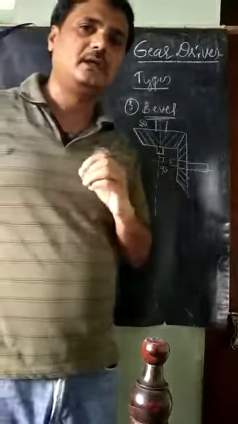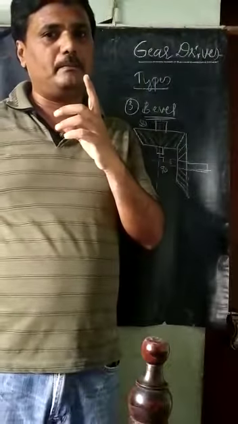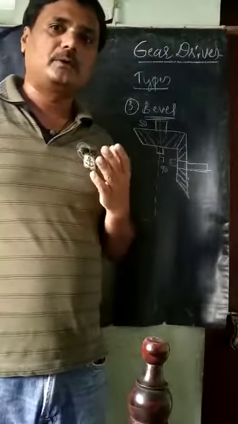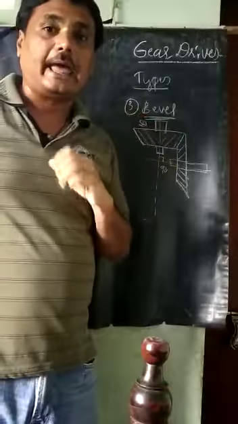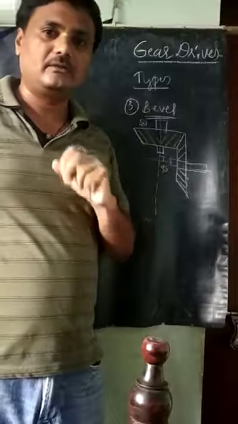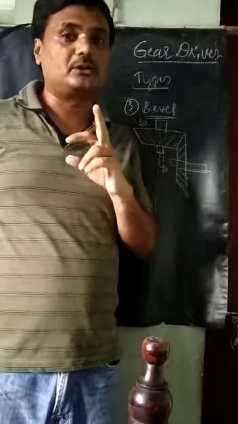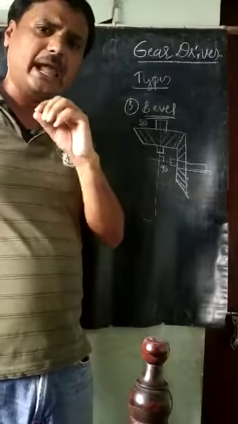See, this is the very beauty of this gear. In case of the belt drive, the axis is parallel. In case of the spur and helical gear, the axis is parallel. But in case of the bevel gear, the axes of the driver and follower are at 90 degrees. That is the beauty of this bevel gear. We can transmit the power when the axes of the shafts are perpendicular. It makes some angle.